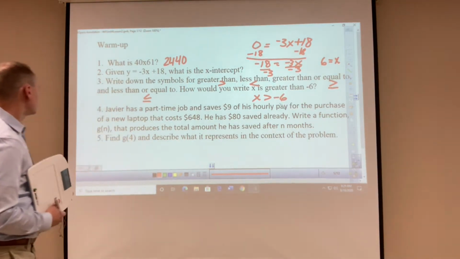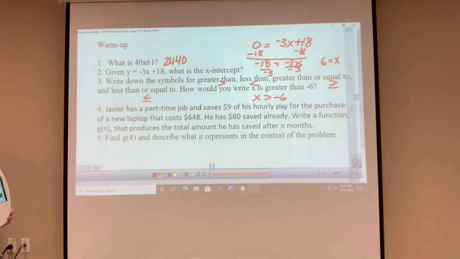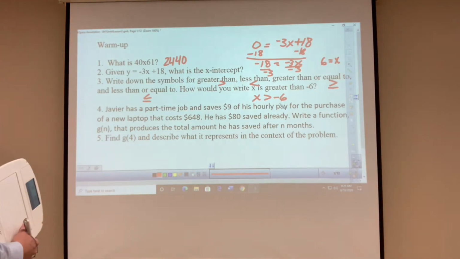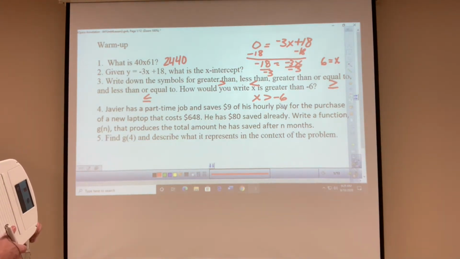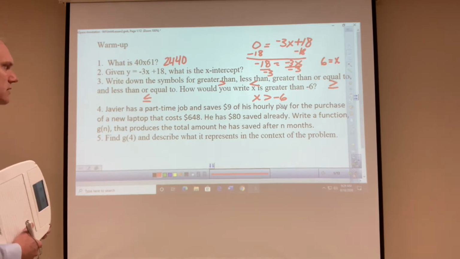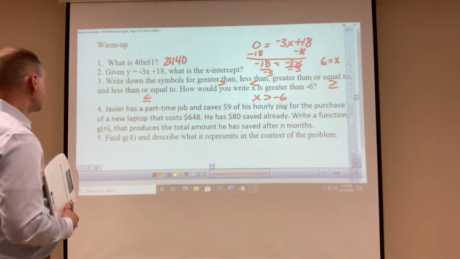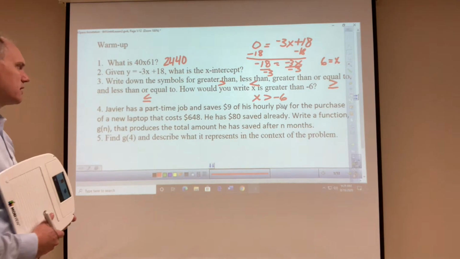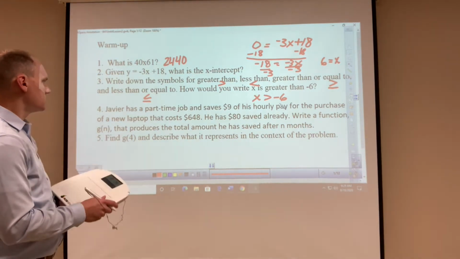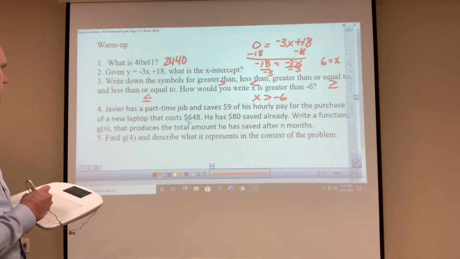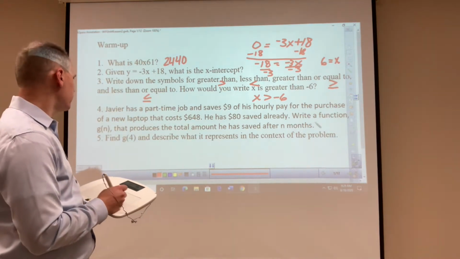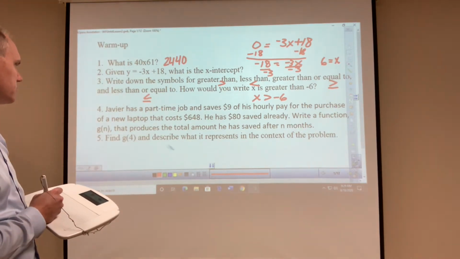All right, number 4. Xavier has a part-time job and saves $9 of his hourly pay for the purchase of a new laptop that costs $648. He has $80 saved already. It says write a function g of n that produces the total amount he has saved after n months. So let's think about that one for a second. Write a function g of n. So let's just do that down here.